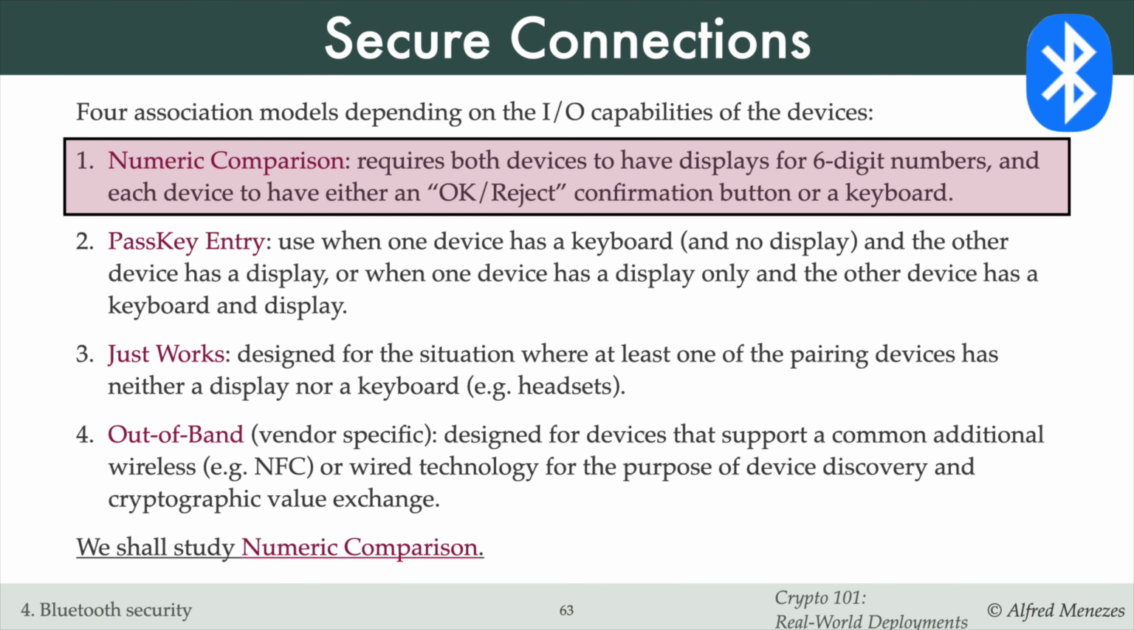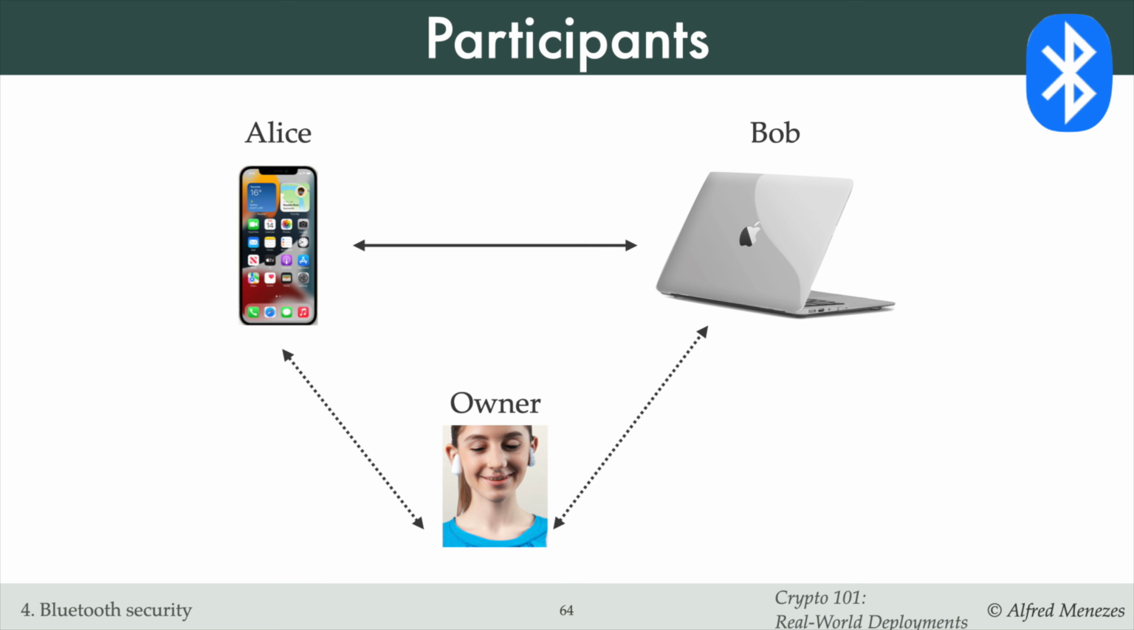In this lecture, I'll only discuss numeric comparison, so I'll assume that the two communicating devices have displays and an OK reject button. While the Bluetooth pairing occurs between two devices, called Alice and Bob here, the two devices are under the control of the device owner, who is a human being. As we'll see, the owner plays an active role in the pairing process.